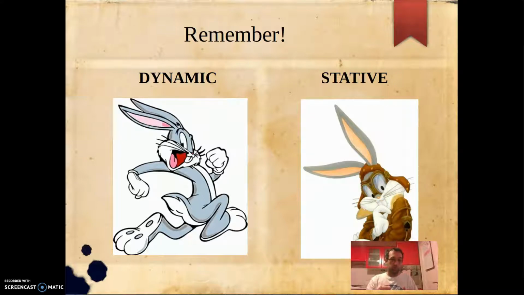Remember then, the dynamic verbs, action, stative verbs, cognition, things that have to do with your head, or things that have to do with relation. So when Bugs Bunny is running away from Elmer, that's a dynamic verb. When he thinks that Elmer is not very bright, that's a stative verb. When he can hear Elmer coming, again a stative verb. So your task, find some examples and practice. That's it. Cheers.